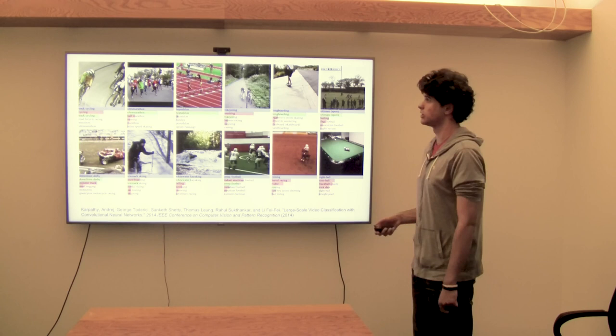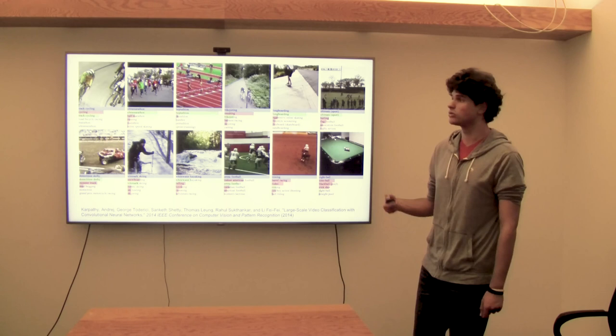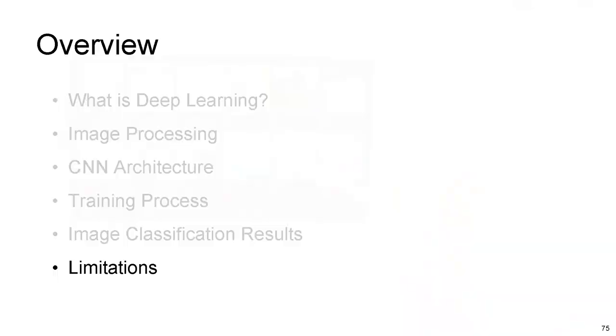Now, that being said, convolutional neural networks do come with certain limitations. They're not perfect. And so Julian will now talk about the limitations.